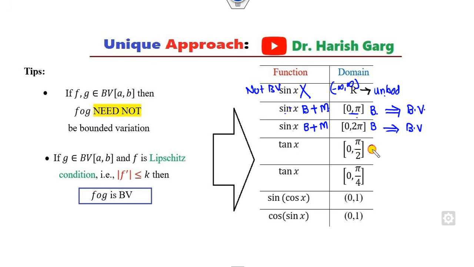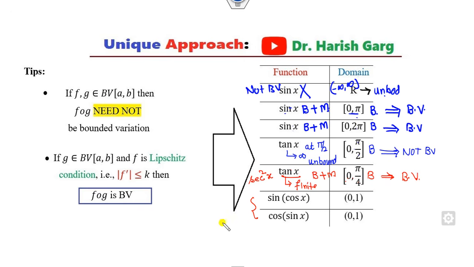Look at this one, the domain is bounded, but whenever x is pi by 2, tan goes to infinity. What is the meaning of that? This is unbounded. Once the function is unbounded, it means it is not of bounded variation. Look at this one, over 0 to pi by 4 the limit is finite, fine, it means this is bounded, and also monotonic, because if you take the derivative it is secant square x, which over this domain is monotonic, so it is of bounded variation.